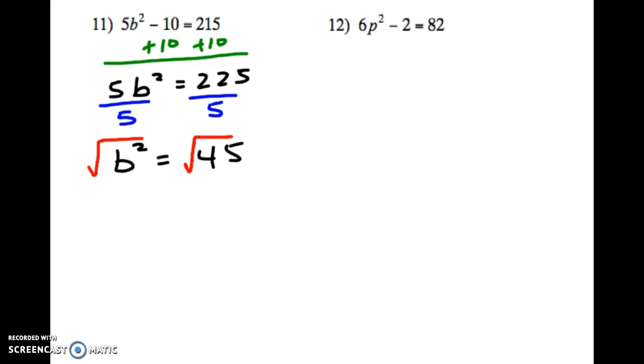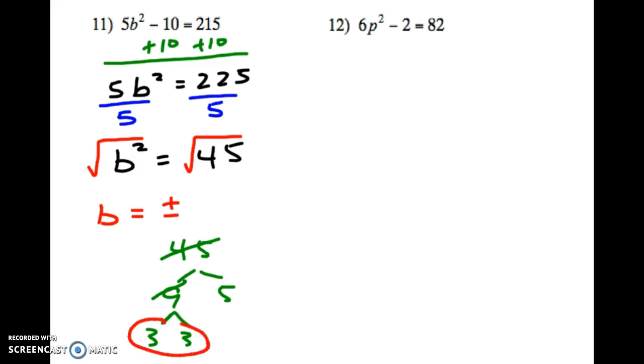At this point, we take the square root of both sides. So we're going to get b equals the plus or minus. Now the trick is to break down the 45. 45 is 9 times 5. 9 breaks down into 3 times 3. So depending on how you've been taught to do these, got a pair of 3s, that would go outside. The leftover 5 goes back inside the square root. So in this case, the answers are plus or minus 3 square roots of 5.